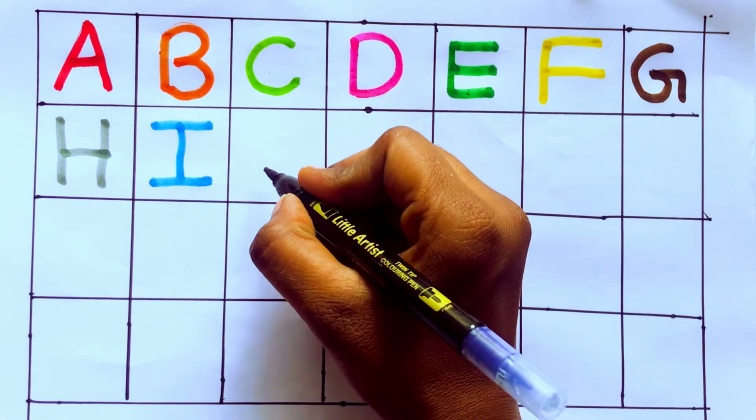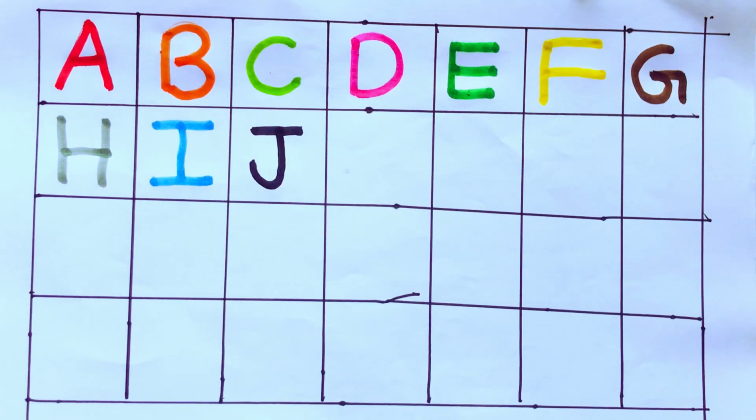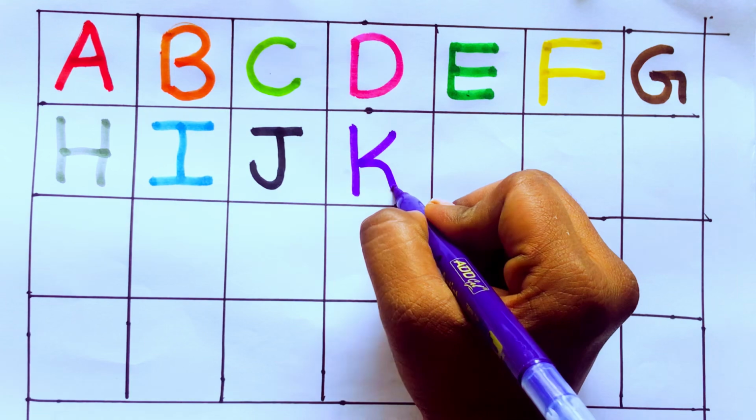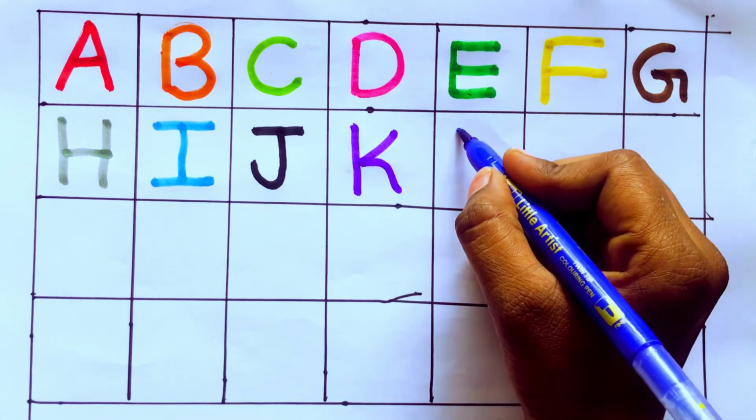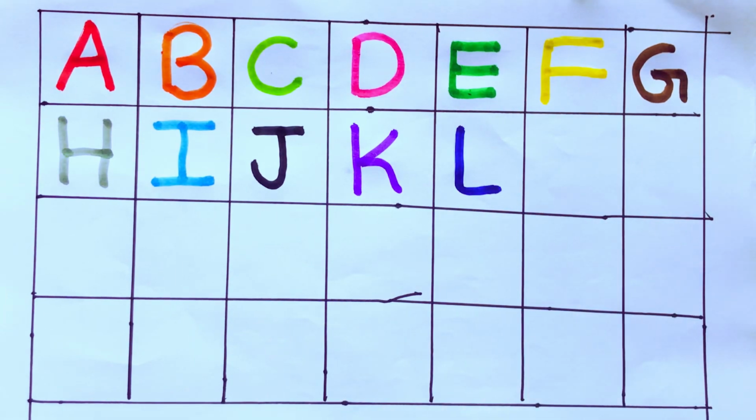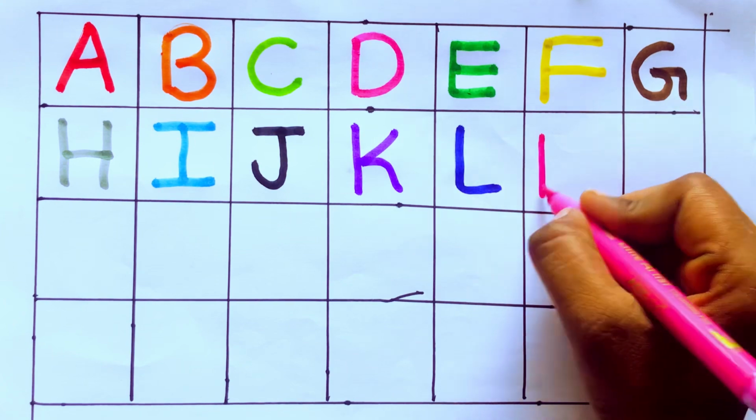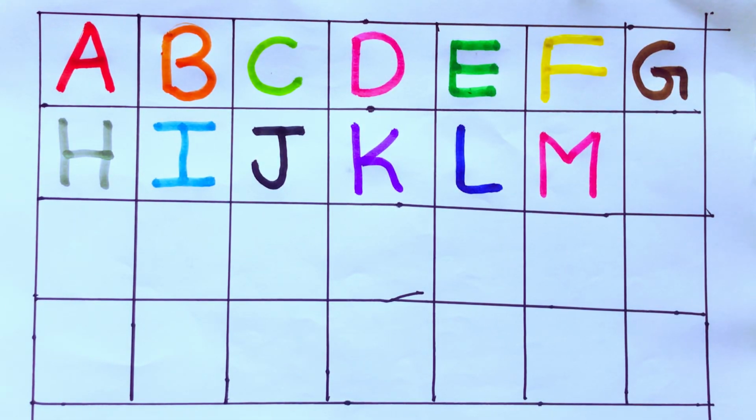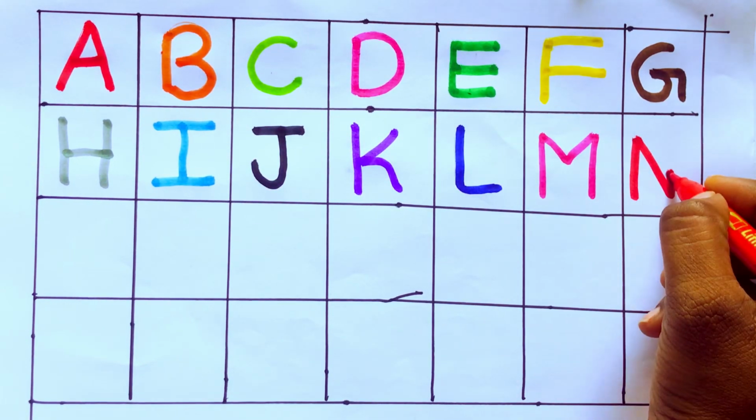Black color J. J for jar. Purple color K. K for kite. Blue color L. L for lion. Pink color M. M for monkey. Red color N. N for nest.